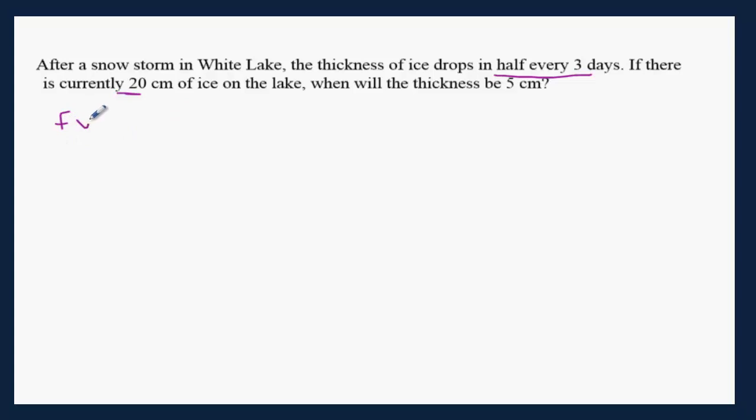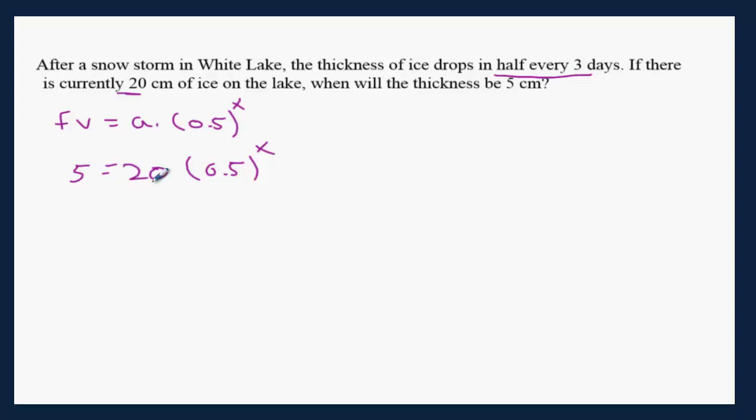The formula says the future value equals a times 0.5 to the power of x, where a is the initial value and x is the number of halvings. So if there is currently 20 centimeters, the initial value is 20 centimeters. So that's 20 times 0.5 to the power of x. We need the thickness to be 5 centimeters, so the future value is 5. We need to find x.